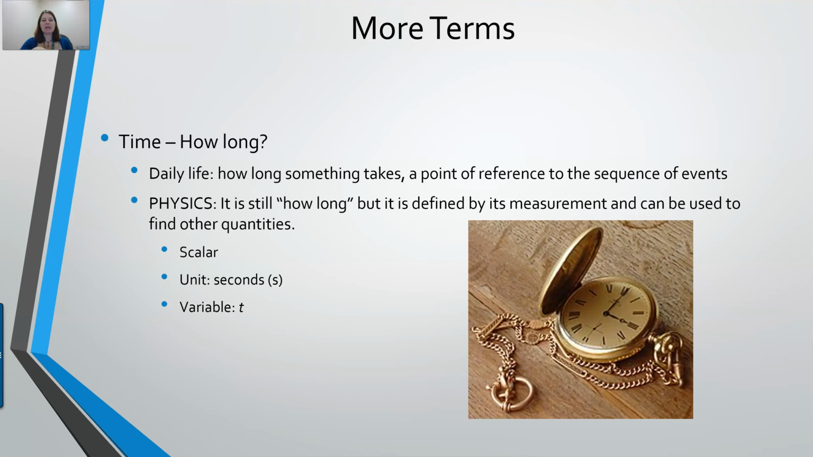Time is how long. In your daily life, it's how long something takes, or it's a point of reference in which we can sequence events. I had breakfast at 5 a.m. I got to school at 7:15 a.m. I started first period at 8:45 a.m., right? That sort of thing. But in physics, it's still how long, but we really define time by the measurement. And so we're really looking at how long this thing takes. But it's a scalar, and its unit is seconds. And the reason that it's important that we're defining it by its measurement is because we can use it to find other quantities, which you will see later on. Its variable is lowercase t, and you'll notice all of our math stuff is actually in italics, okay?